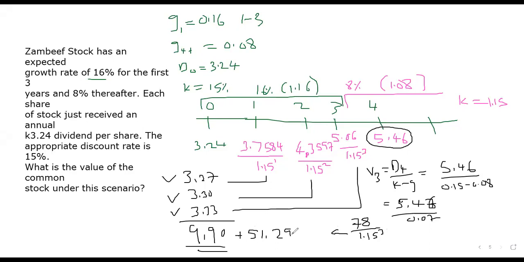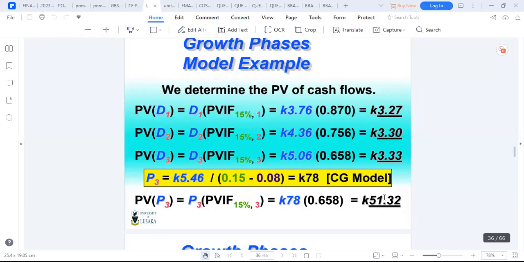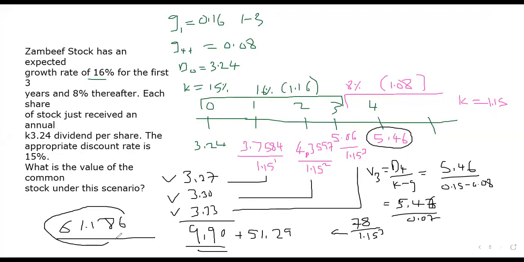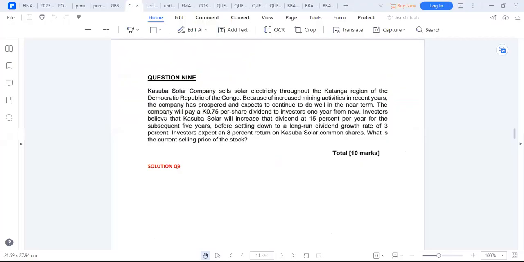So we add 9.90 plus that answer, and we're going to get 61.19. I'm getting 61.186 or 61.19. The range of the answers depends on how you get it. Here 61.22 is what they got. I've gotten 61.19. All these are within the same range. So this is how to find the value of stock. Is that clear? Let's go to the exam. Then we end our day.